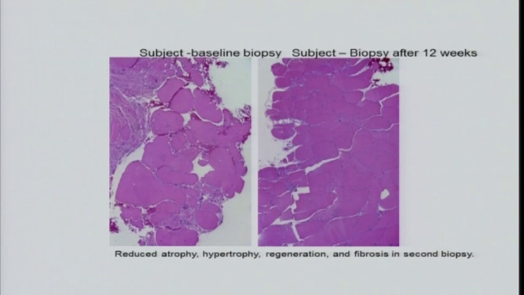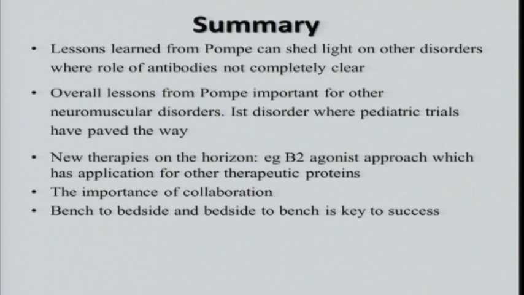So we've done this for Pompe, but can this be used for mucopolysaccharidosis type 1 or Fabry? Absolutely. It can be done for the other conditions which are dependent on the M6P receptor concept. And so in summary, the lessons learned from Pompe can shed light on other disorders, and the lessons from Pompe are important for other neuromuscular disorders. It's the first disorder where the pediatric trials paved the way. We have newer therapies on the horizon.